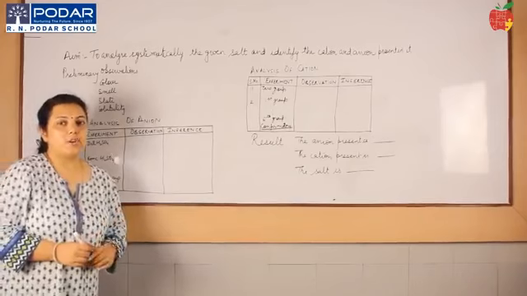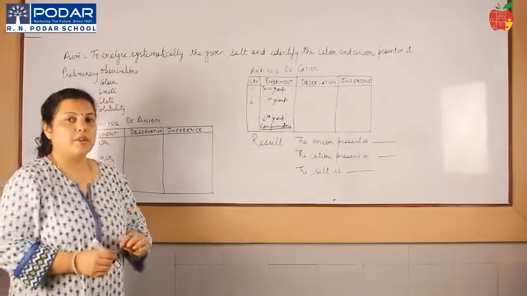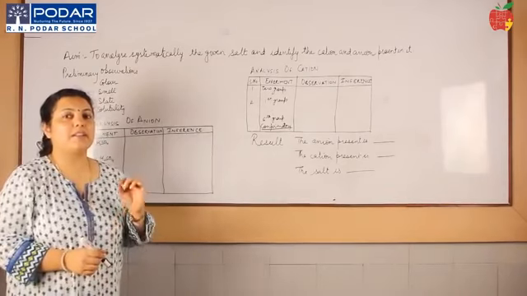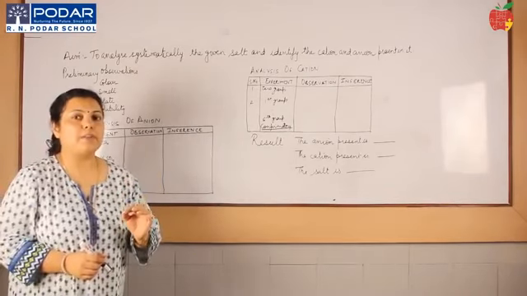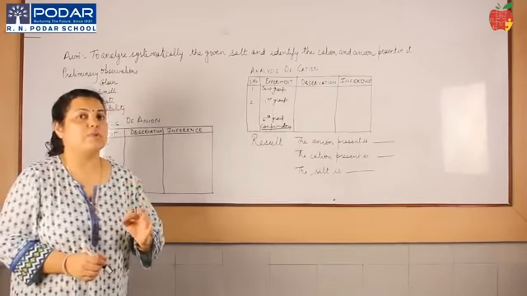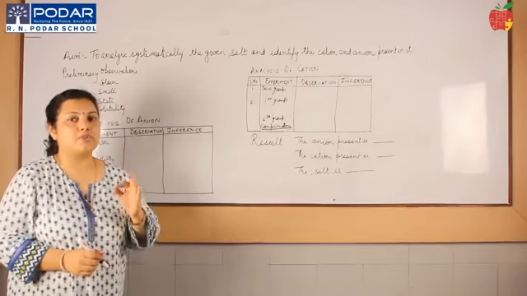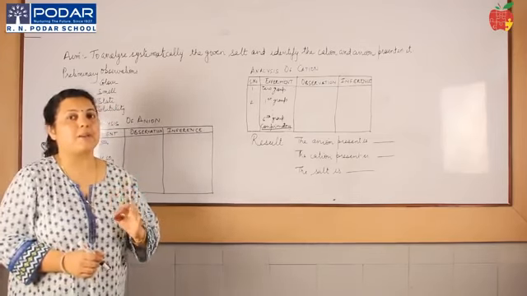After analyzing the salt, it is very important that you record it properly. Because in your boards you have marks for each and everything. Like if you haven't written the aim properly in your answer sheet, you lose marks. If you haven't followed the format, you lose marks. If you have not written in ionic form, you lose marks. So it's very important that you know how to write the experiment.